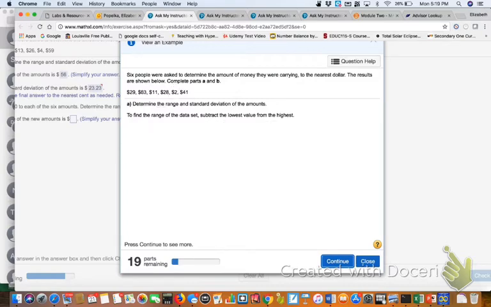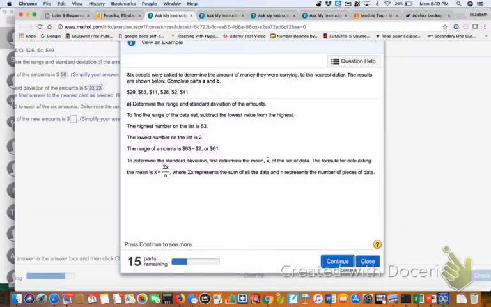And if I take my writing off, hit the continue button, you can see they kind of list out the steps. Highest number is 63, lowest is 2, so 63 minus 2 is 61. So they walk you through that first step. Then if you continue again, it'll show you the formula for standard deviation. And some of this symbolic stuff can be a little tricky sometimes.